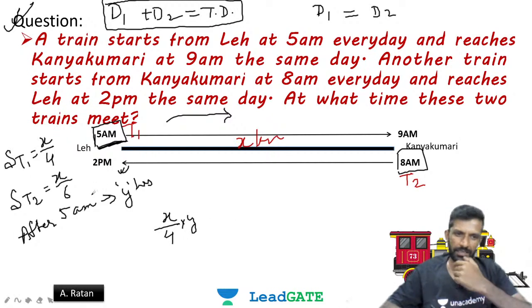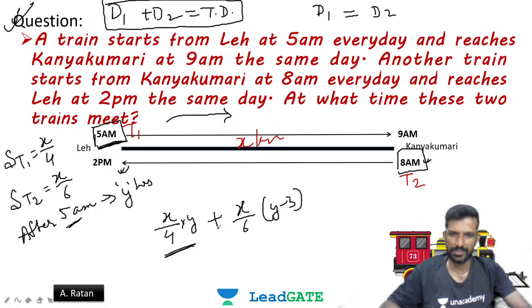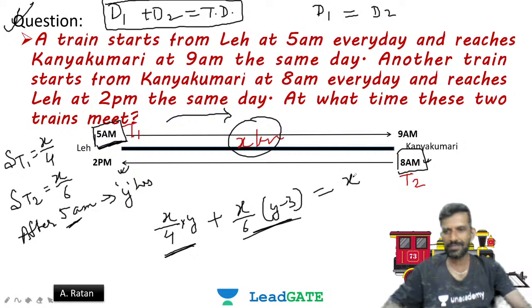Now what about the other object, the second train? What is the speed? X by 6. But this train 2 is starting at 8 o'clock. We are taking the y value from 5 o'clock. This train is starting 3 hours late, so it will travel for 3 hours less. So it will be y minus 3. Speed into time is the distance covered. The distance covered by the first object plus the distance covered by the second object should give the total distance, that is x kilometers. So it is equal to x.